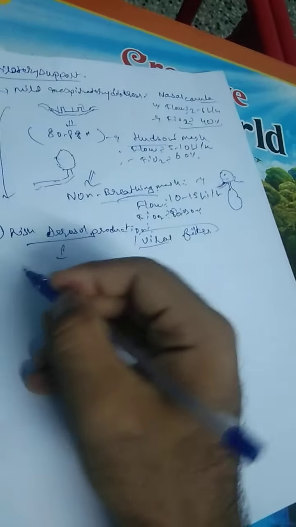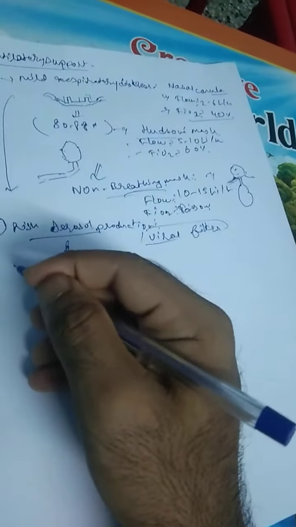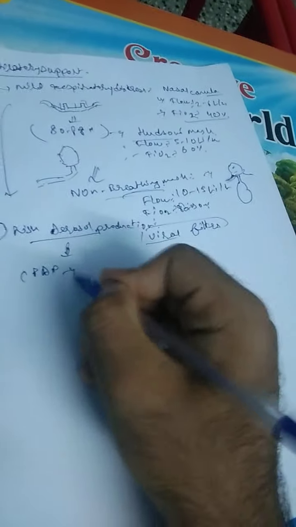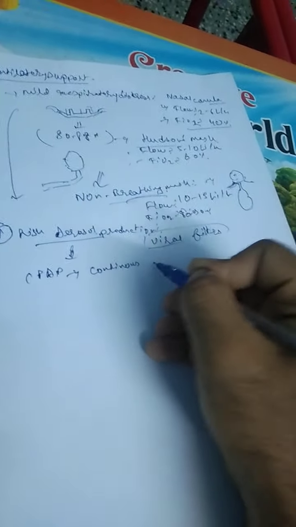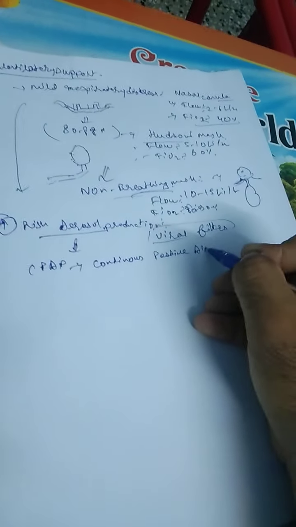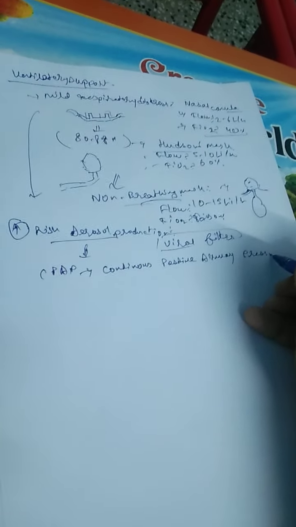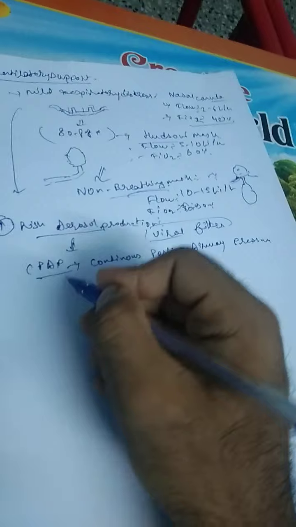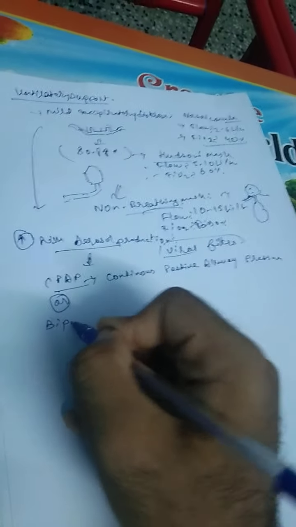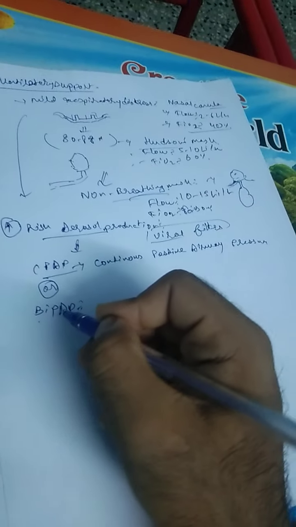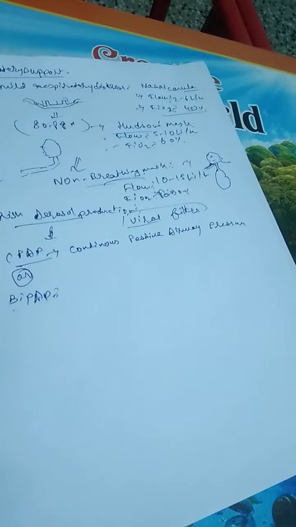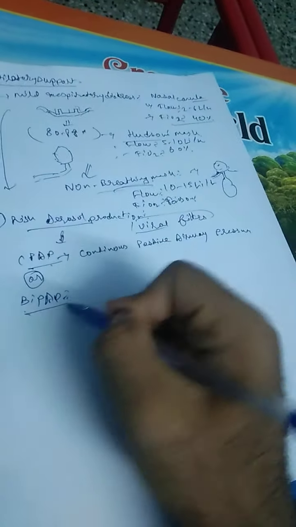And so if the patient's oxygen is not improving, then we have a choice to go for a CPAP. CPAP means continuous positive airway pressure, and BiPAP. Okay, I will tell about it later. What happens in CPAP or BiPAP? BiPAP is bilevel positive airway pressure. So how do we differentiate between CPAP and BiPAP?